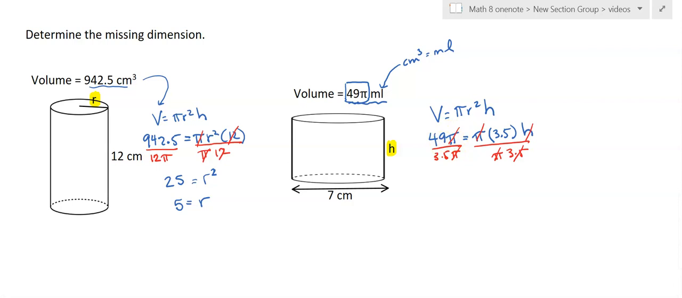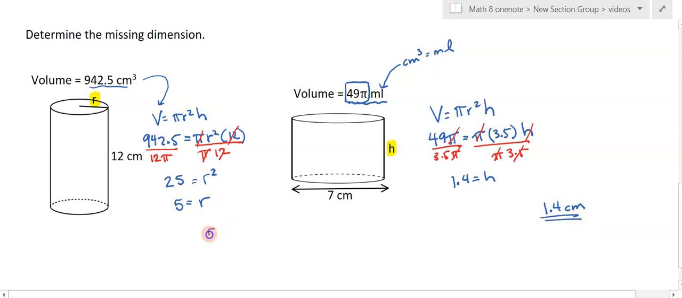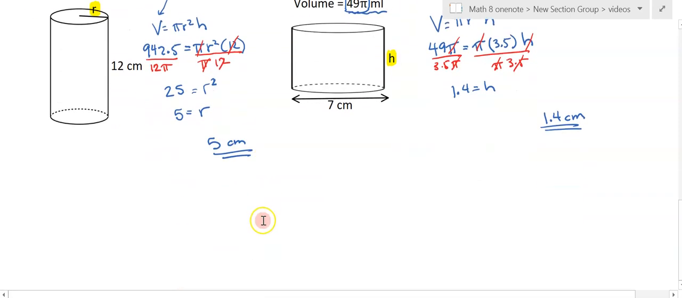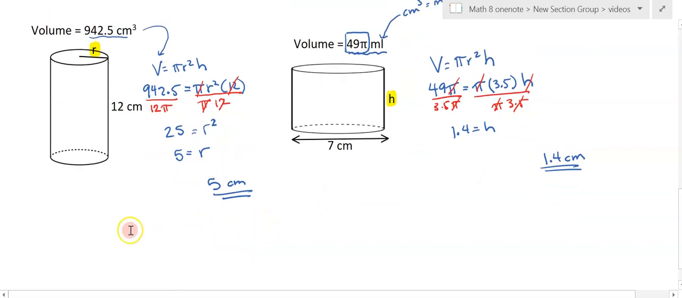So now I just need to go 4.9 divided by 3.5, and I get 1.4 is equal to the height, or 1.4 centimeters, giving the proper units. This one would be 5 centimeters, right? Because it's a length, so it's not squared or cubed. All right, so that is the basic idea of the volume of a cylinder.